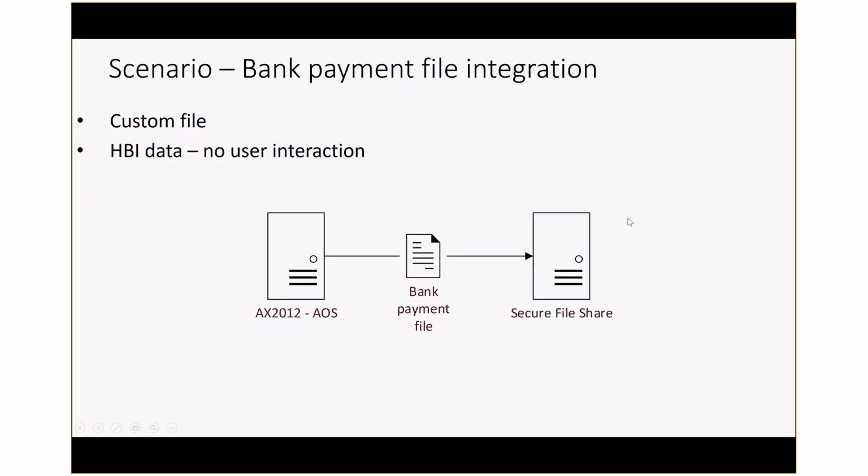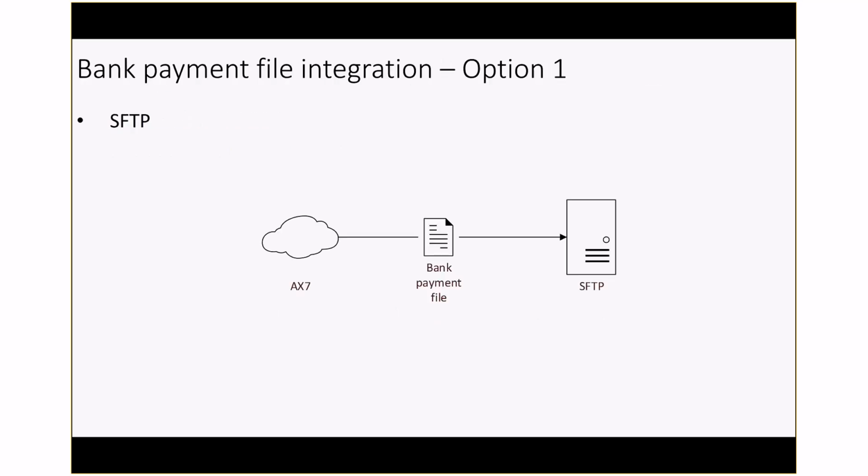So let's say, on the other hand, you have unstructured data that you want to bring into the system. In this example, it is a bank payment file that AX used to generate at the end of processing, and you want to save that securely in a secure file in an automated fashion. Since it is HBI data, high business impact data, you do not want any end user to be in the loop and touch this, right? To enable this scenario, there are multiple ways of doing it.